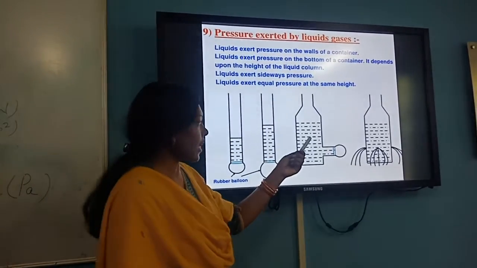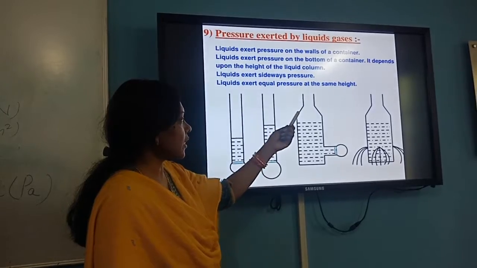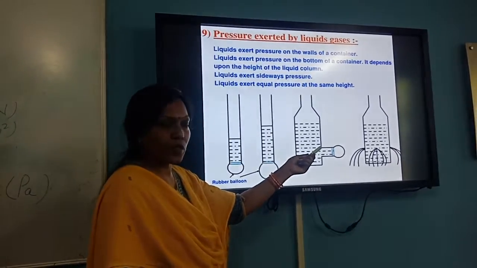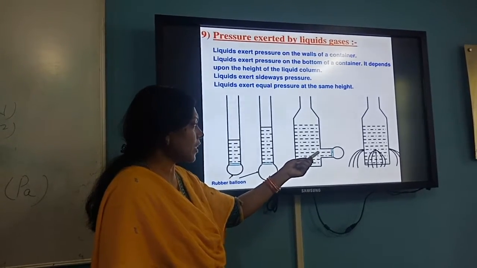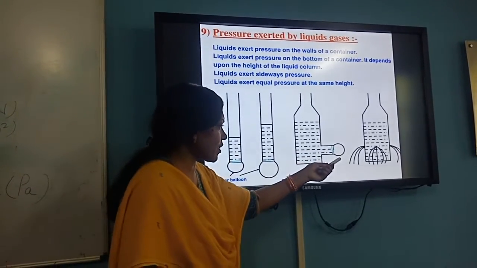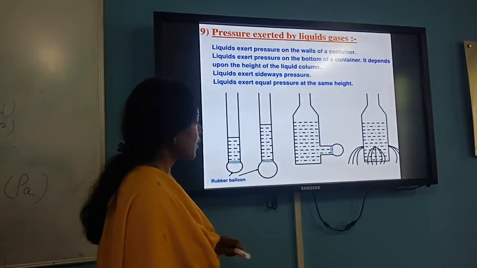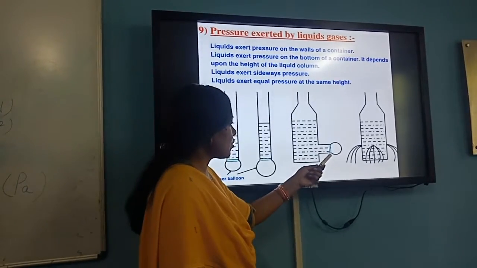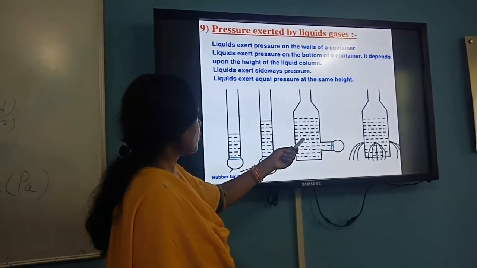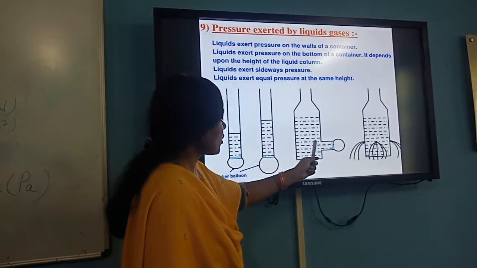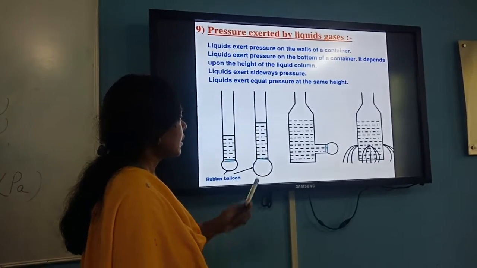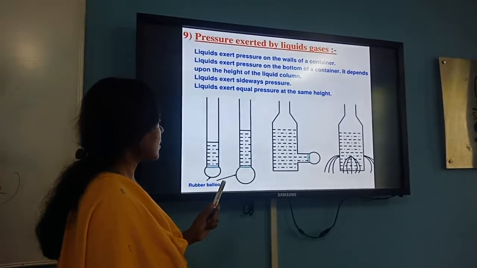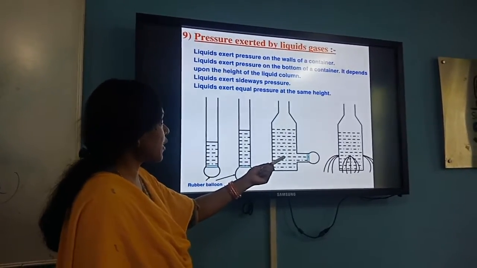Then in another example, we take one bottle, then we make a hole on one side of the bottle, and into this hole we insert a glass tube, and at the end of the glass tube we tie a rubber balloon. Then we put water into it, and we see that this rubber balloon also inflates. It means liquid exerts pressure also on the sides of the container, on the walls of the container. So liquid exerts sideways pressure.